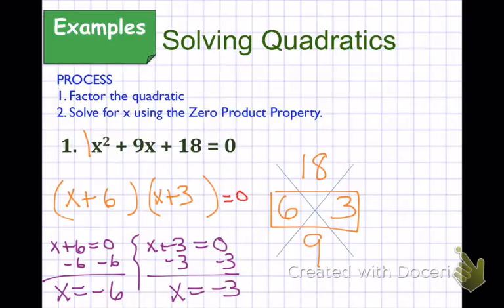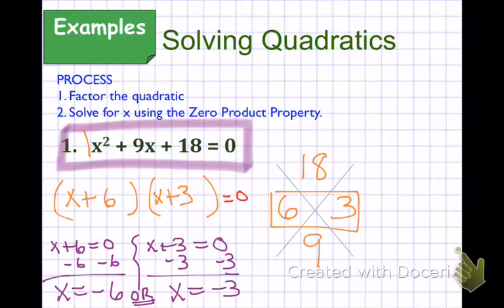So there's two options for x. Either x is equal to negative 6, or, I'm going to put the word in between, x is equal to negative 3. It's not both at the same time, only one or the other. So there's two possible solutions where this expression up here is equal to 0. So again, if I plug in a negative 6 into the equation, I'll get 0. If I plug in negative 3 into the equation, I'll also get 0. And that's how we solve a quadratic. Factor, solve each factor to 0 using the zero product property. All right, let's move on to the next problem.